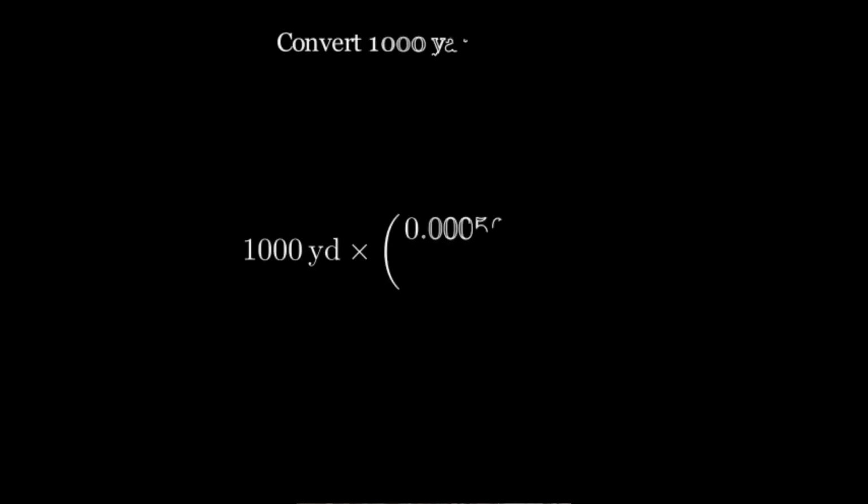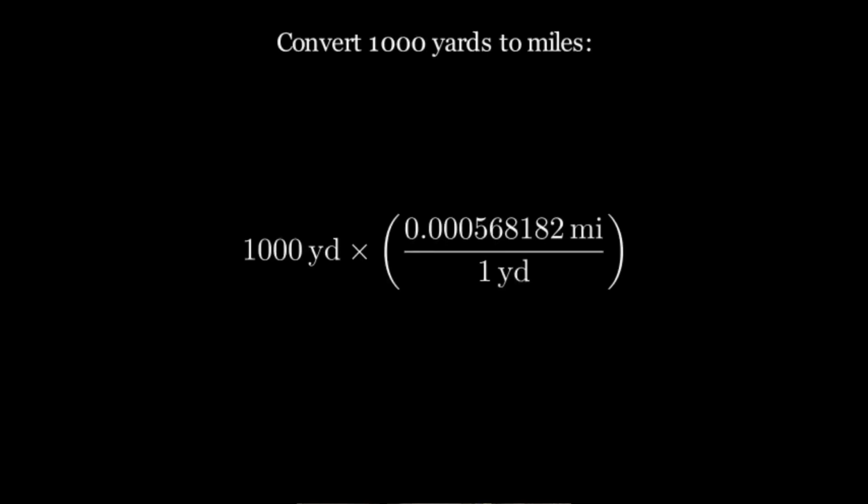There are 0.000568182 miles in 1 yard. So we use this conversion factor. Convert 1,000 yards to miles. The answer is approximately 0.5688182 miles.